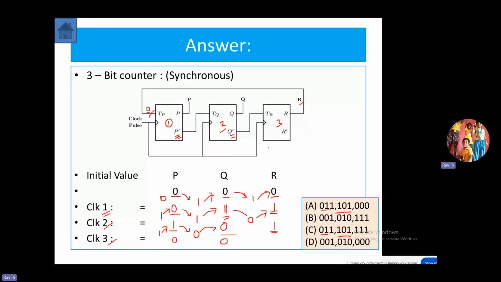so it remains 0. Now the third flip-flop receives Q bar. Because the Q value is 0, its complemented value is 1. When I apply 1 to the third flip-flop, it toggles, so 1 changes to 0. So after applying the third clock pulse, we have the state 000. If we compare option A and C, it has the value 000. So option A is correct.